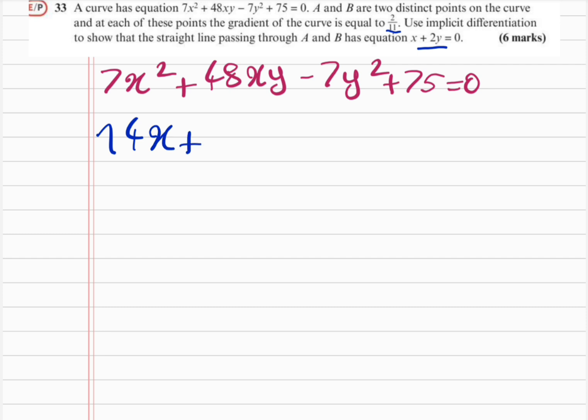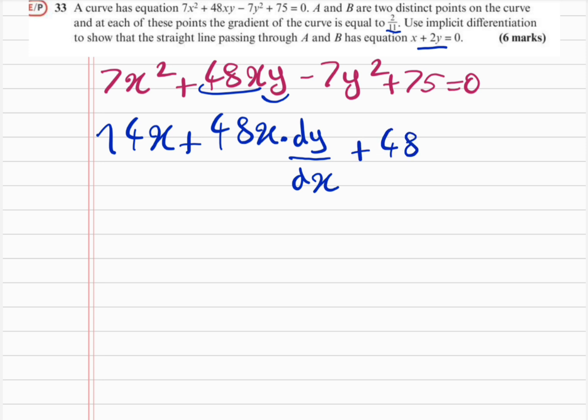and 48xy is the product rule because we have two functions. So let's say the first function is 48x, the second one is y. And the first function, 48x, times the derivative of the second function, which is just dy by dx, and now this first function differentiated times the second function, so it's going to be 48 times y. And now minus 7y squared differentiates to minus 14y dy by dx, and 75 differentiates to 0.